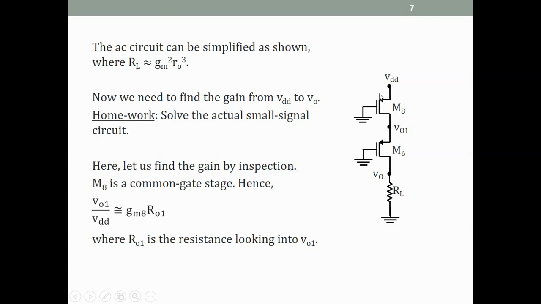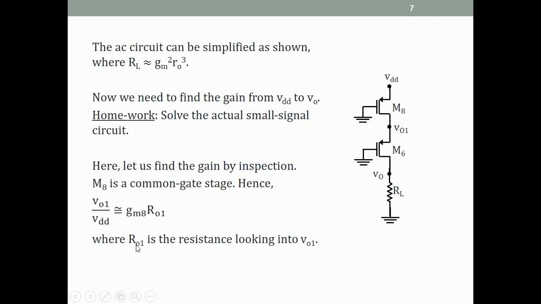So we say, well, M8 is a common gate stage. So let us find the gain of M8, that is VO1 over VD. And because it's a common gate stage, we write the gain as GM8 times the resistance at VO1. So let us call that resistance RO1. So that is roughly the gain of M8.